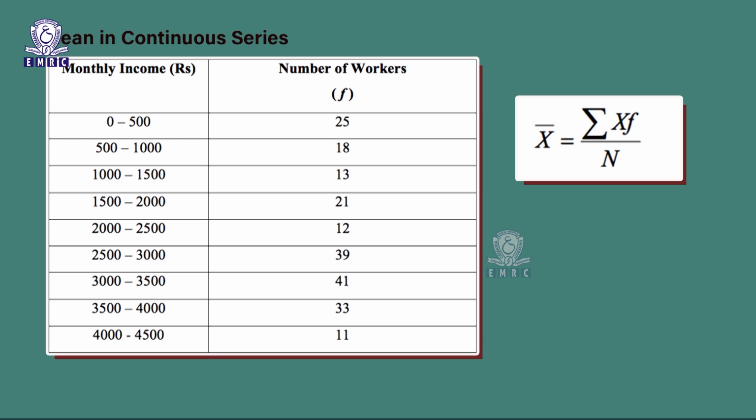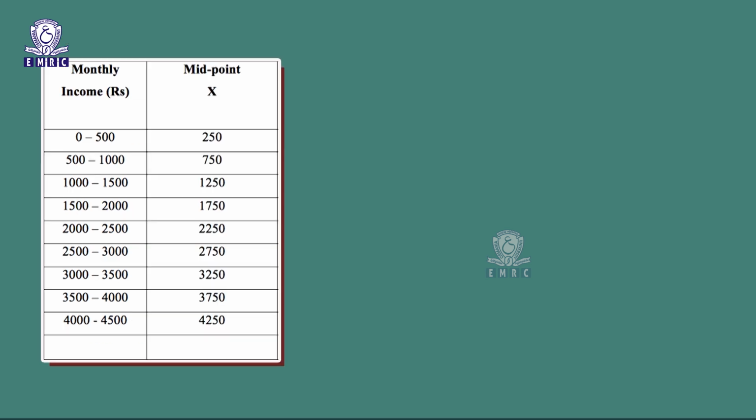The only difference is that there are 25 people whose earnings are between 0 to 500 rupees. So, whether it is 0 or 500, how do we calculate? For that reason, we are going to take the mid value of the monthly incomes of the people. We represent the mid value by x. So, the mid value of 0 to 500 rupees is 250. The mid value of the monthly income between 500 to 1000 rupees is 750.